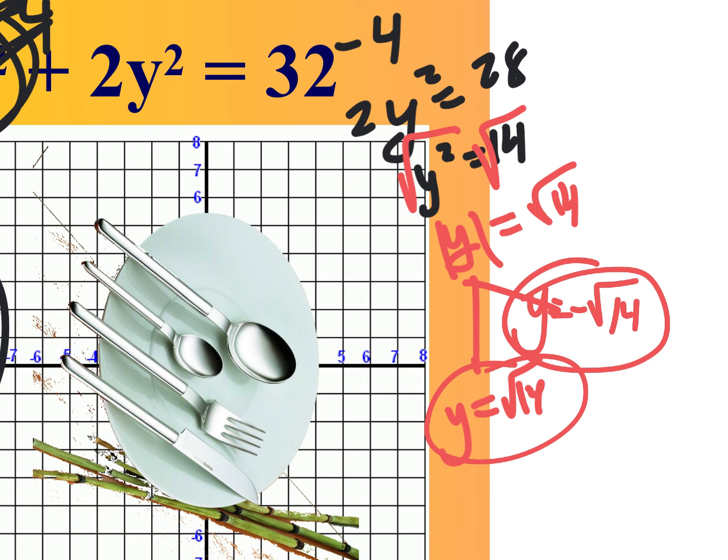And now some kids were like, how the heck are you supposed to graph the square root of 14? Would you agree that that's kind of close to the square root of 16? What's the square root of 16? 4. Do you get this as a little less than 4 then? So on a graph, I just expect you to put a dot that's a little less than 4.